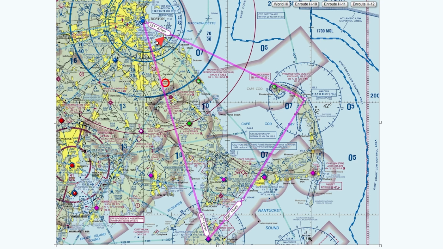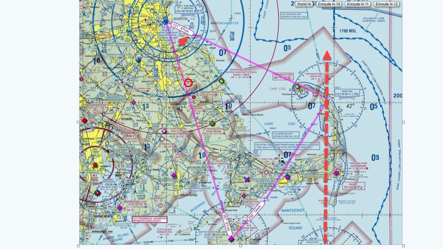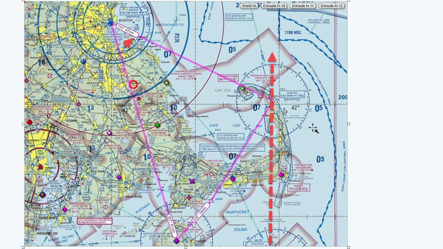We can do that, or we can set up a radial. We can set up a radial like the 10 or the 15. In this case it would be more like the 15 or 20 radial, and once we cross that radial from the Nantucket VOR, we know that we're going to be over there, and we turn southwest. Let's go back to our flight over here.